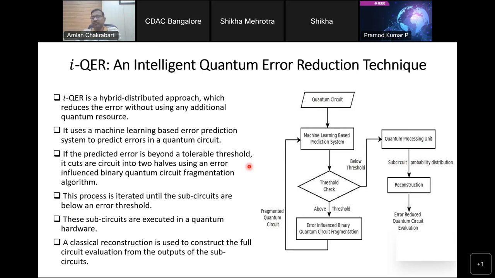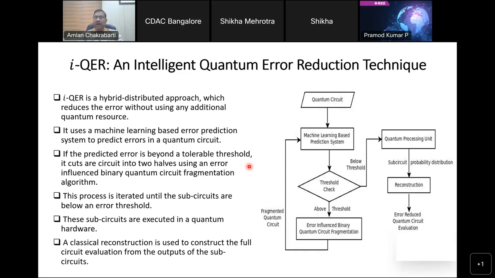And then we try to couple these results or outcomes in such a way that the entire evolution of the quantum system is captured. The other important part of this algorithm is that we also follow a min cut policy. So when we try to fragment the circuits, we are trying to see that this particular fragmentation results in the minimum cut between the two blocks of the circuit.